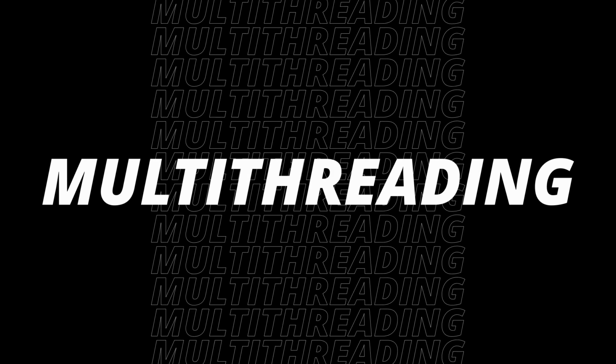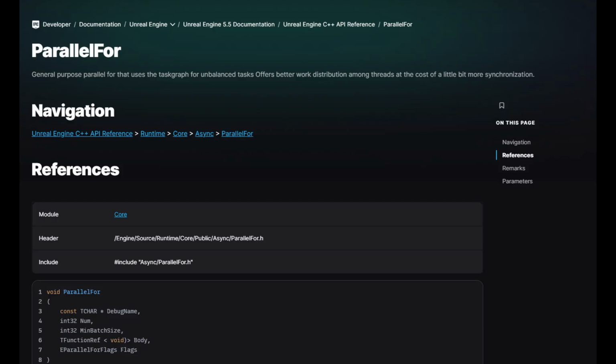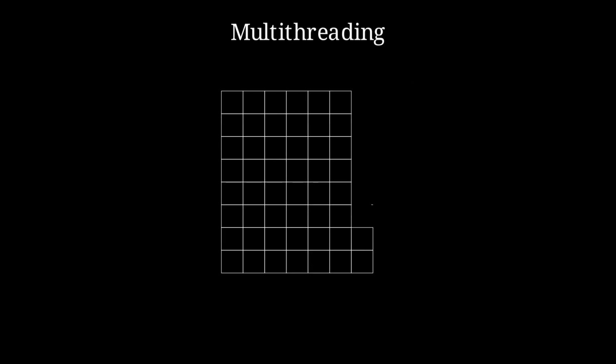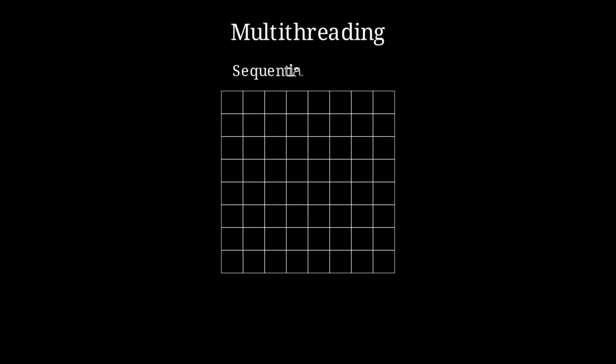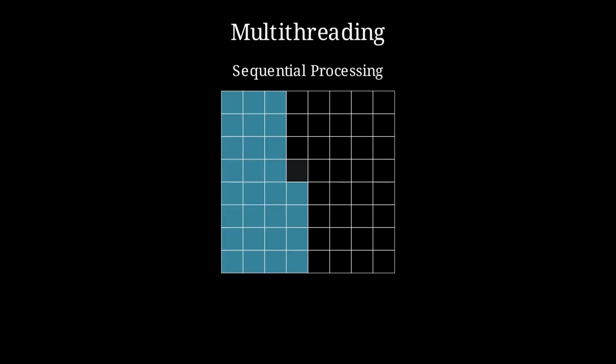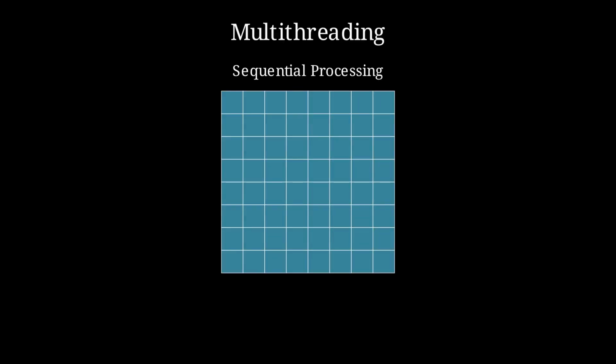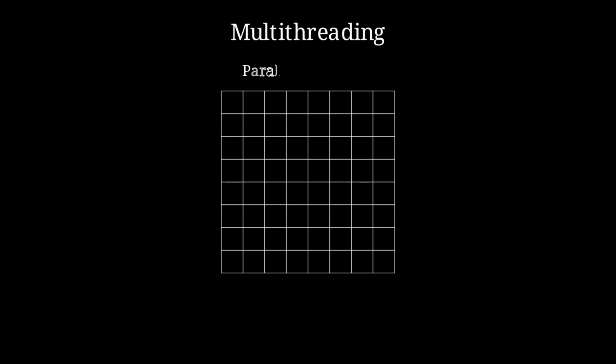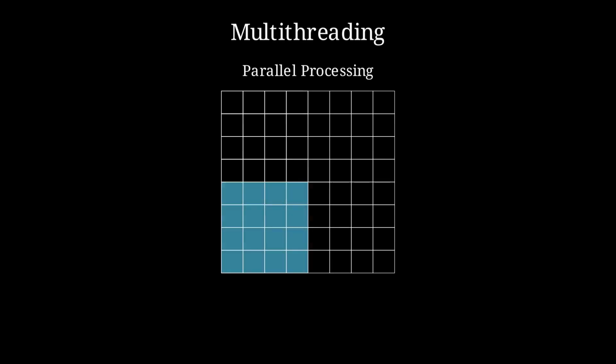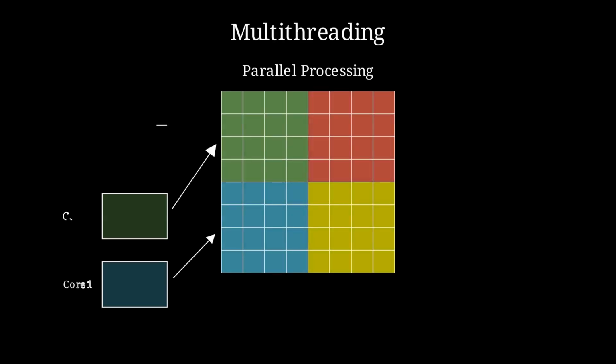I started with implementing multithreading using Unreal Engine's ParallelFor. Here's the basic idea. Instead of computing each voxel's behavior one after another, we split the grid into chunks and calculate multiple voxels simultaneously using different CPU cores. In theory, with 8 CPU cores, we should be getting up to 8 times the performance.